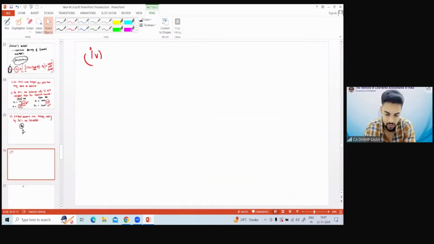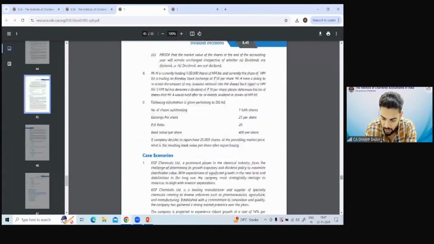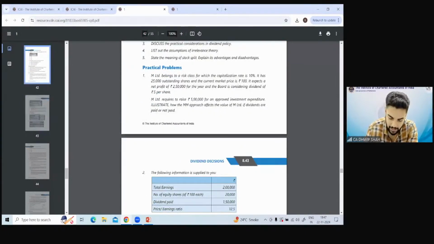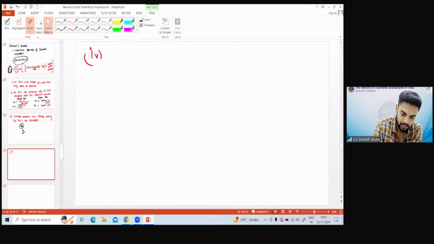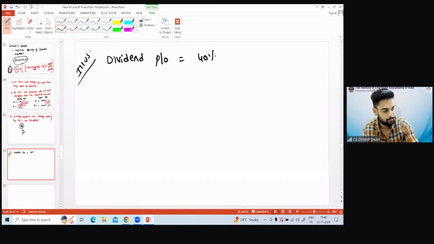So I guess there is no any other MCQ or any other exhaustive problem on Lintner. But just for your understanding or for your better clarity, let me make one illustration for you all so that it gets clear. Dividend payout ratio is 40%. Okay.